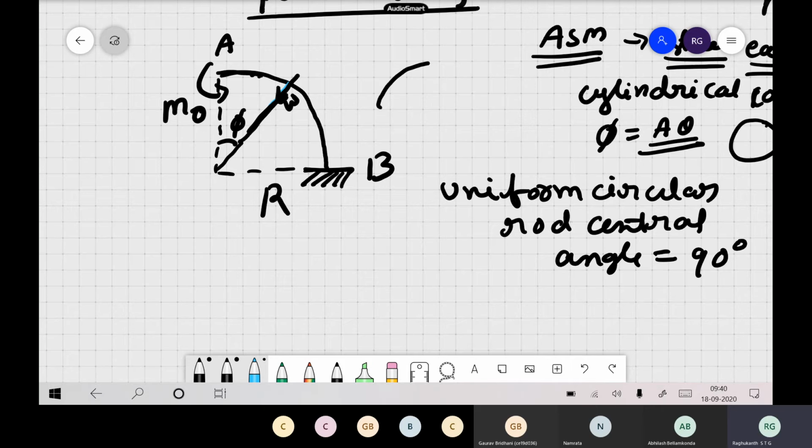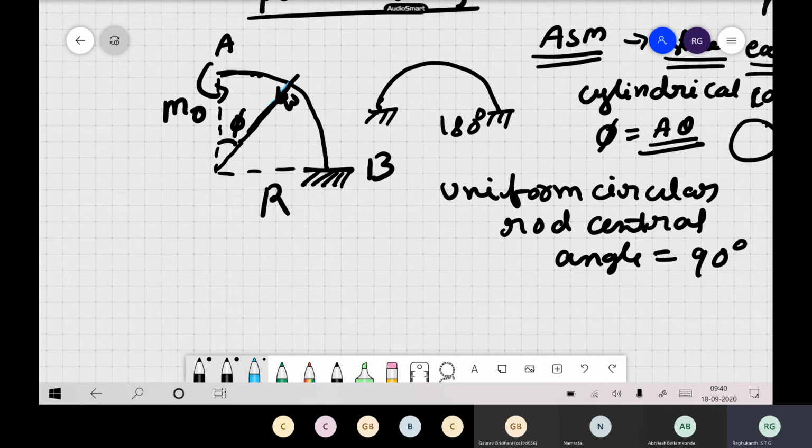So this is a uniform circular rod with a central angle. Generally in arches, this angle we call the central angle. That is, here, 90 degrees. Suppose you have an arch like this, what is the central angle? Here we say the central angle is 180 degrees, the complete span from this side to this side. Now this is basically a quarter of a circle, so the central angle is 90 degrees.